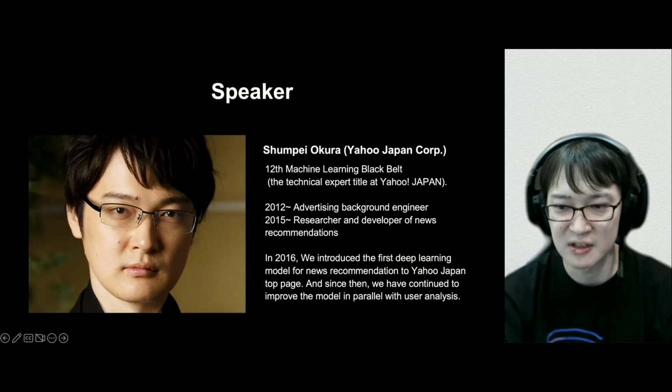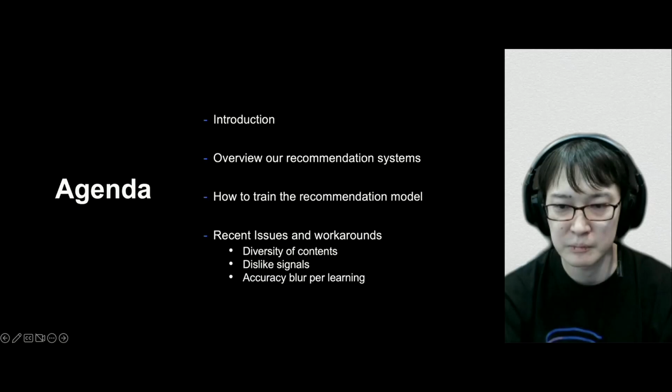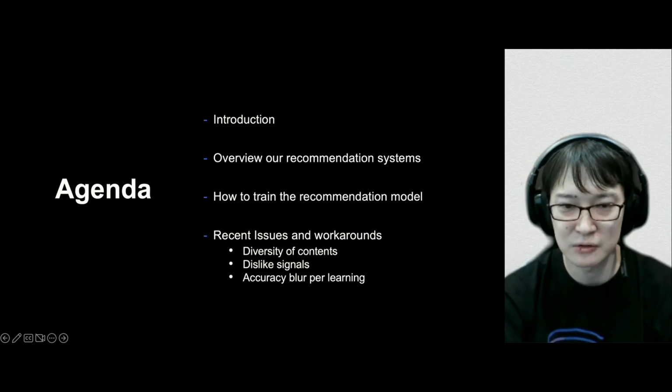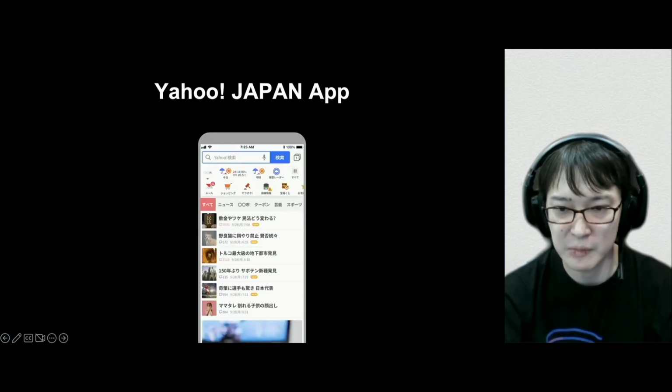In 2016, we introduced the first deep learning model for news recommendation to the Yahoo Japan top page, and since then we have continued to improve the model in parallel with user analysis. So we're going to talk about our system and also the challenges we face. First, I'd like to give you an overview of our system, and then I'll cover three topics, which are the challenges we face right now.